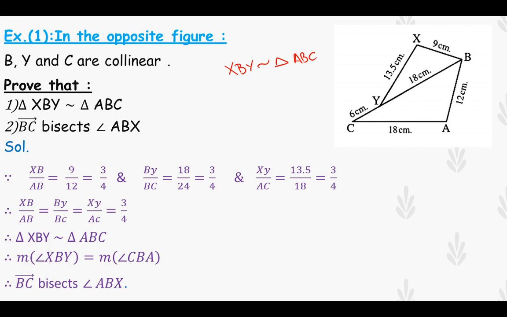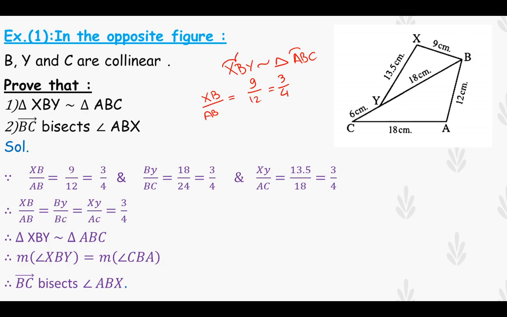Okay? So we are going to find XB over AB, the first two letters of the first triangle and the first two letters of the second triangle. You can see that the length of XB equals 9, and the length of AB equals 12. 9 over 12, in the simplest form, is 3 over 4. So XB over AB equals 3 over 4.